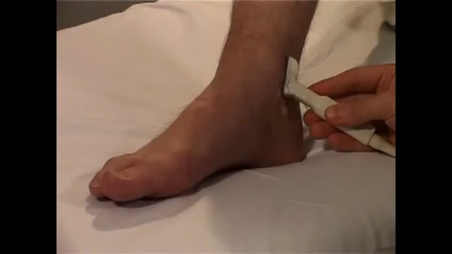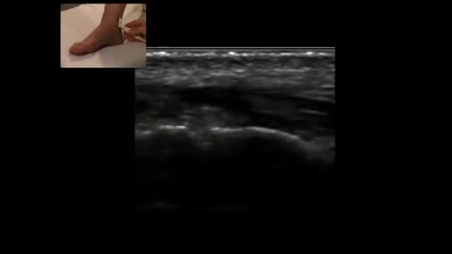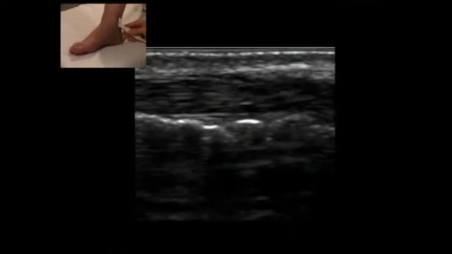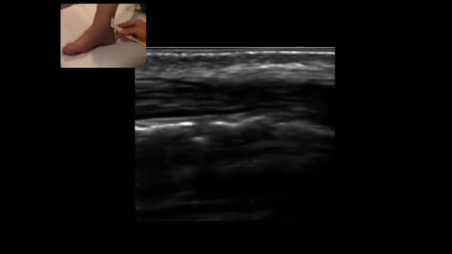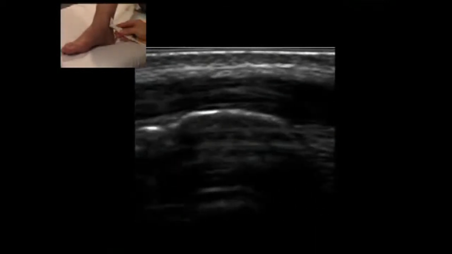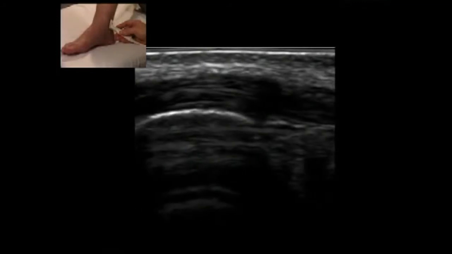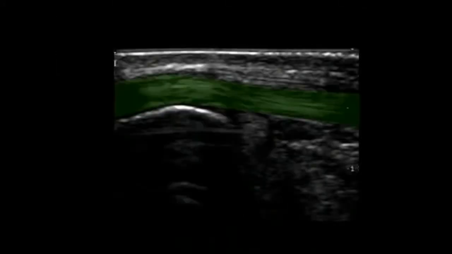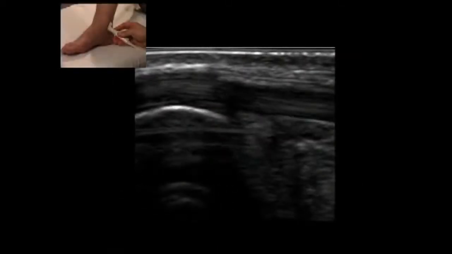The patient sits knee flexed, sole of foot on couch. The transducer is placed longitudinally immediately posterior to the medial malleolus. The tibia and tibialis posterior tendon are visualized.